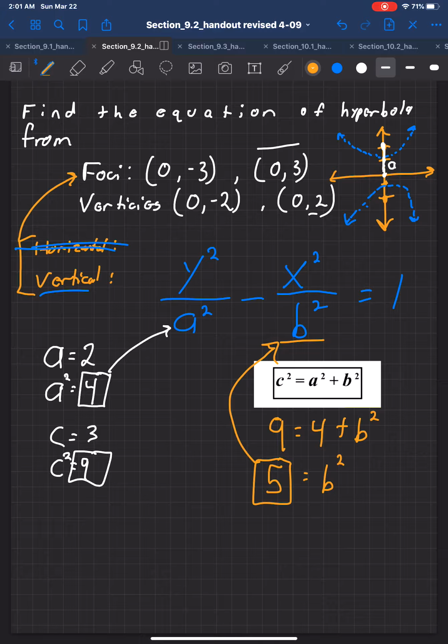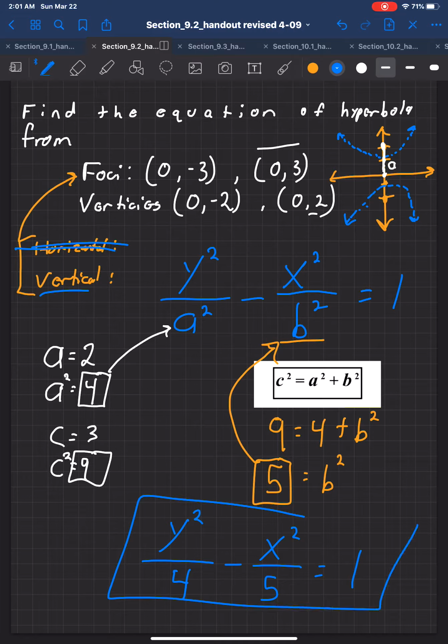All right, so let's write the equation. We were asked to write the equation of this hyperbola, and we're going to do it. So y squared over what? Over 4, minus x squared over 5 is equal to 1. That's the equation of the hyperbola.